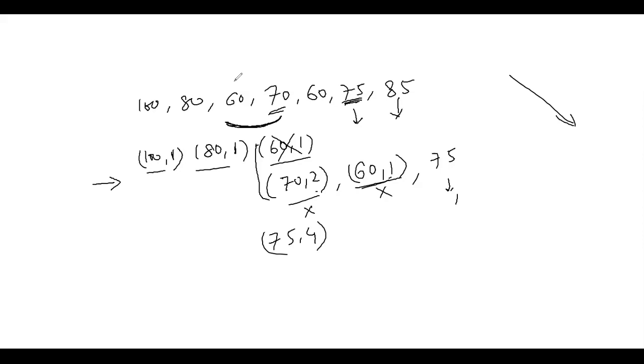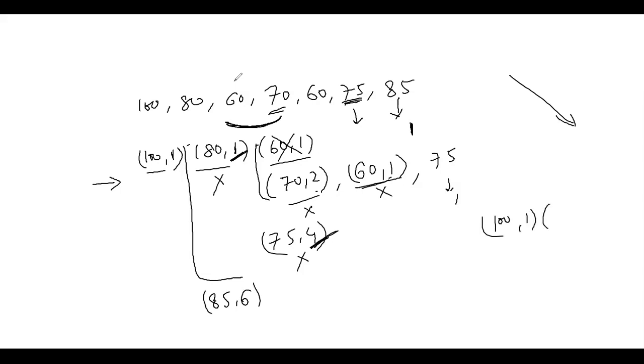So now 85 comes. What can 85 do? 85 will kick out 75. It will kick out 70 as well. And 85 had its own value also. So what will be the next step is 85 had its one value from itself, 4 from here, and 1 from here. 6. So 6. So at the end of this, your stack will look just like this: 100 and 1, 85 and 6, and that's it.